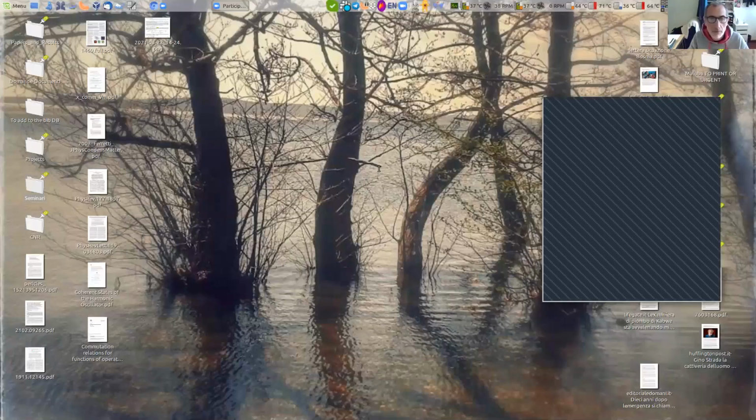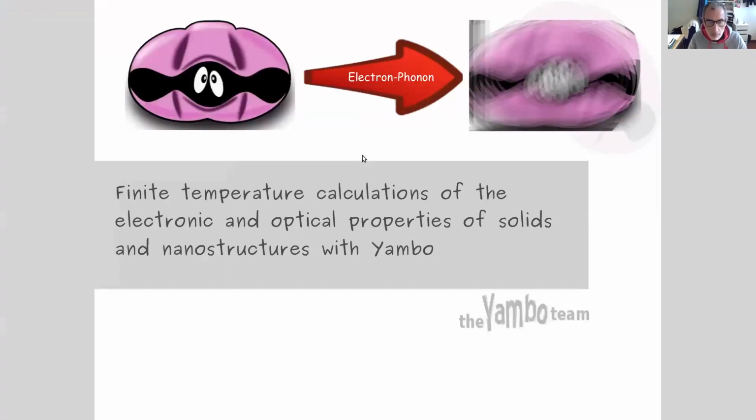So I will just give a brief introduction with the main reference so that whoever is interested can read more and get more information from either the Yambo documents and this reference. Do you see it? Yes. Okay, lovely. So, finite temperature calculations with Yambo.